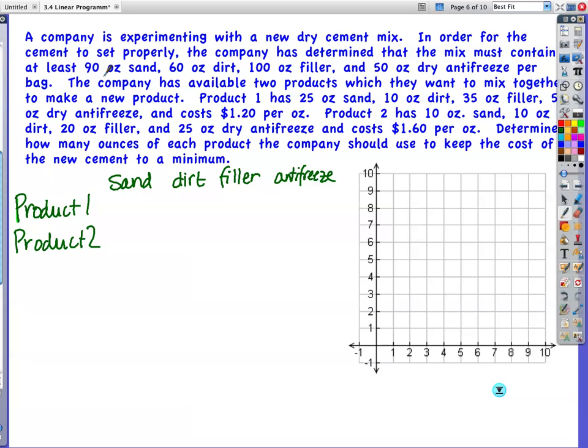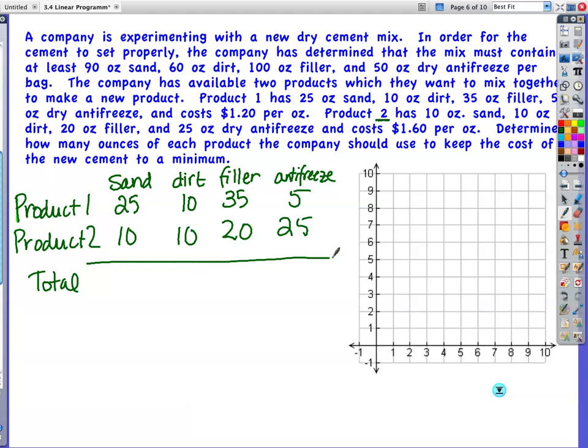So we skip down here to product 1 has 25 ounces of sand, it has 10 ounces of dirt, 35 ounces of filler, and 5 ounces of antifreeze. Product 2 has 10 ounces of sand, 10 ounces of dirt, 20 ounces of filler, and 25 ounces of antifreeze. The total amount that they have to use here, and I know on the other table, I think my total was over here to the side. Well, now my total is underneath.